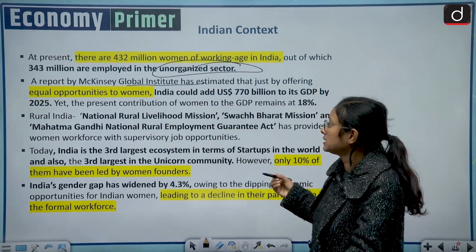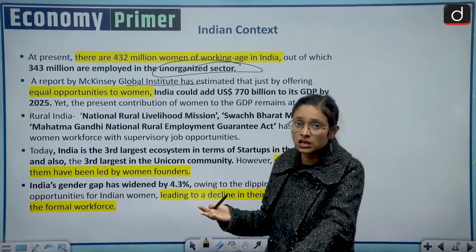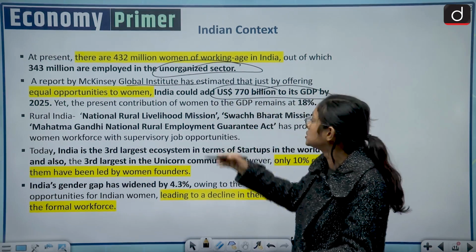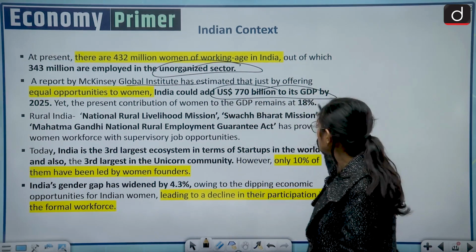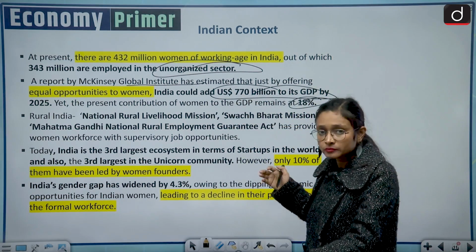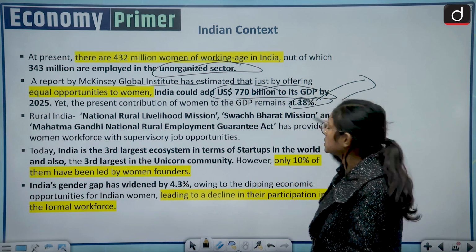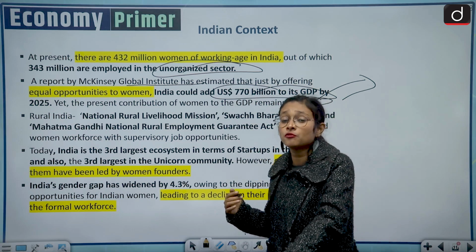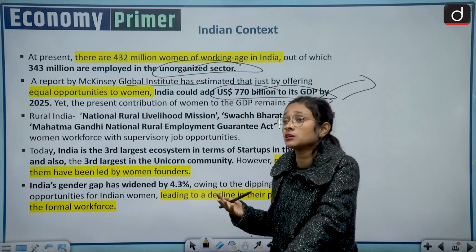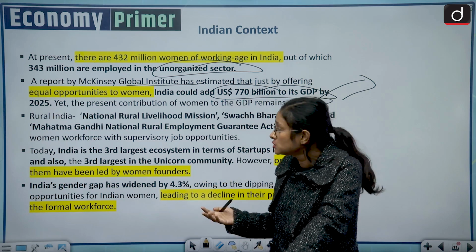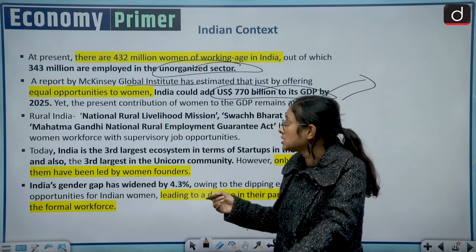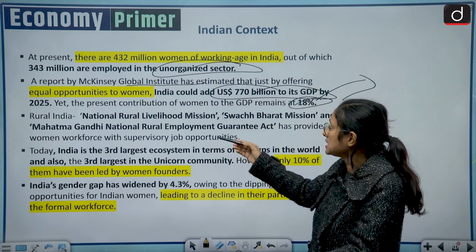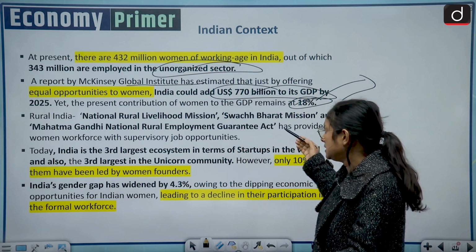it has estimated that if women are given equal opportunity in our country, then the country could add $770 billion to its GDP. But still our contribution is just 18% right now. So how can it be increased? When women were given equal opportunity in their work, and in rural India also, due to some government schemes, we can see that women were given supervisory and managerial roles, and their workforce has increased. A few schemes are the National Rural Livelihood Mission, Swachh Bharat Mission, and the Mahatma Gandhi National Rural Employment Guarantee Act.